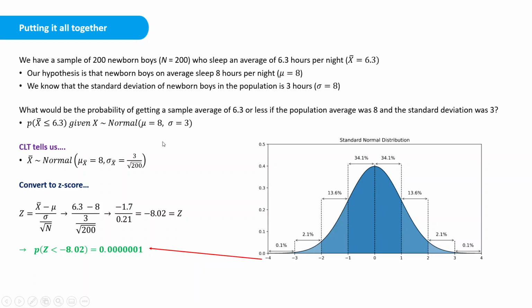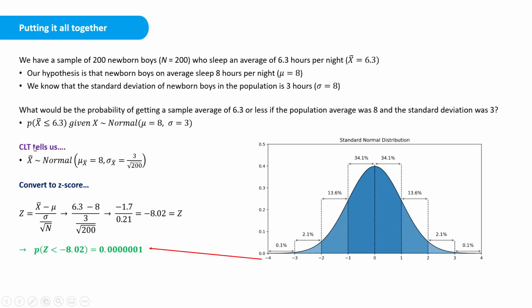Okay? Well, the central limit theorem tells us that the sample average itself, x bar, is going to be normally distributed around its own mean of 8 with its own standard deviation of 3, which was the population standard deviation, divided by the square root of 200, which was our sample size. So again, I just got these values from plugging in the population mean of 8, the sample size n of 200, and the population standard deviation, sigma, of 3.